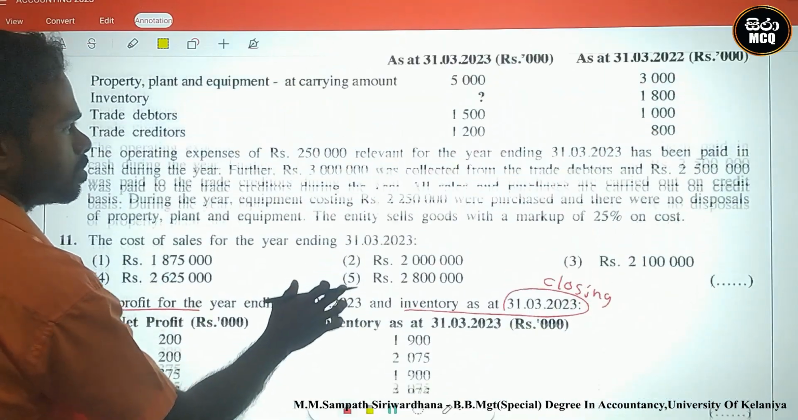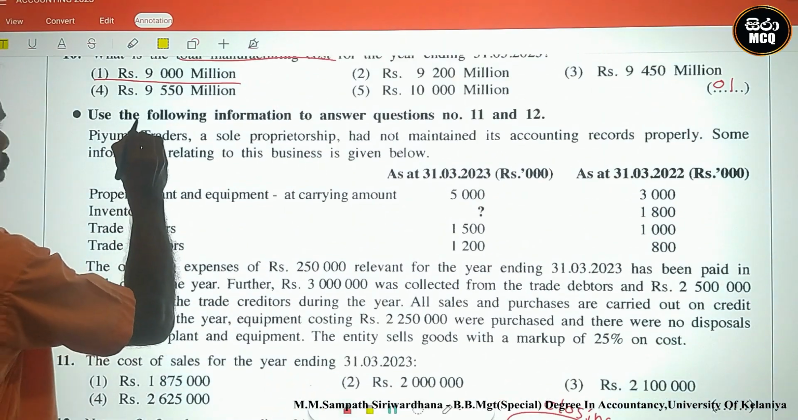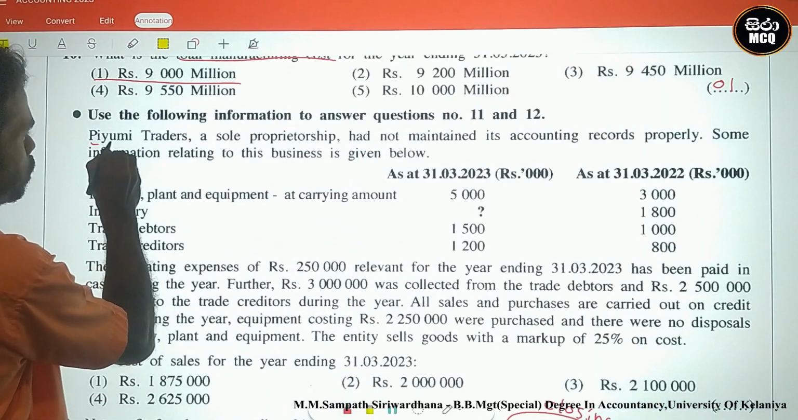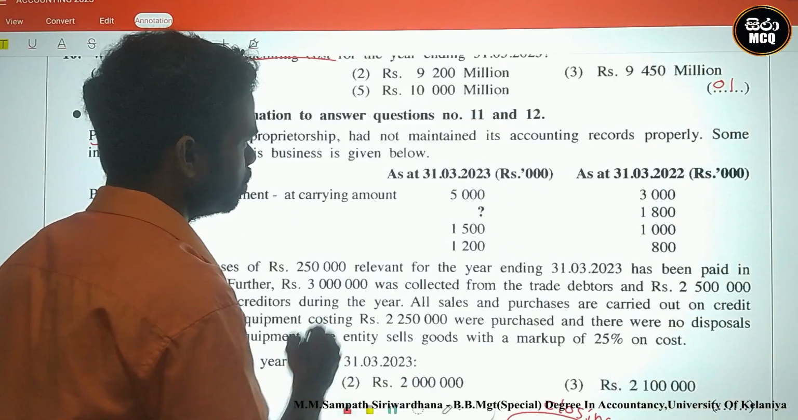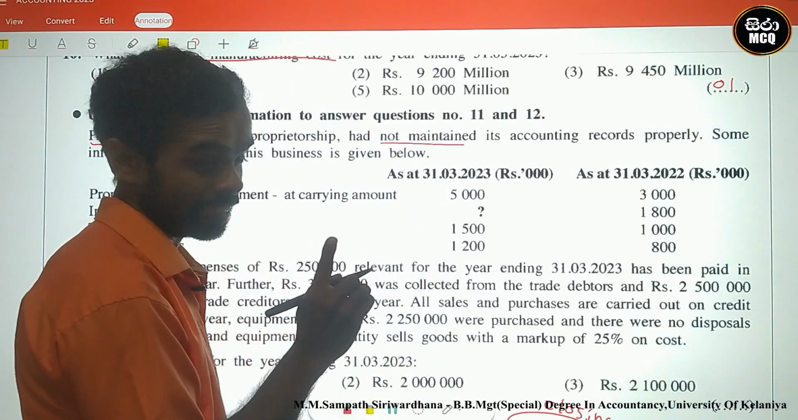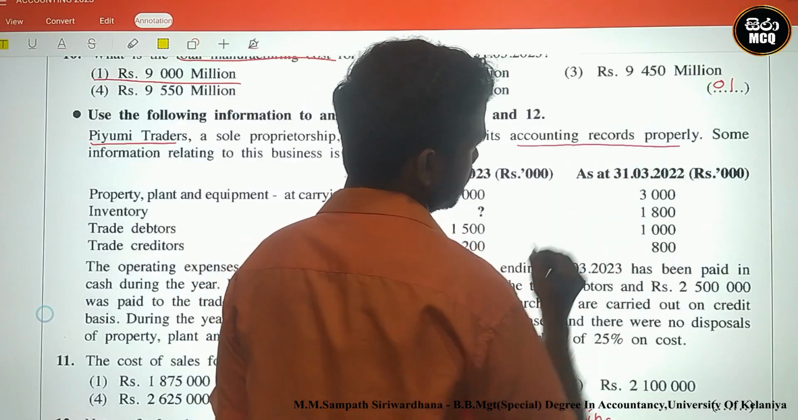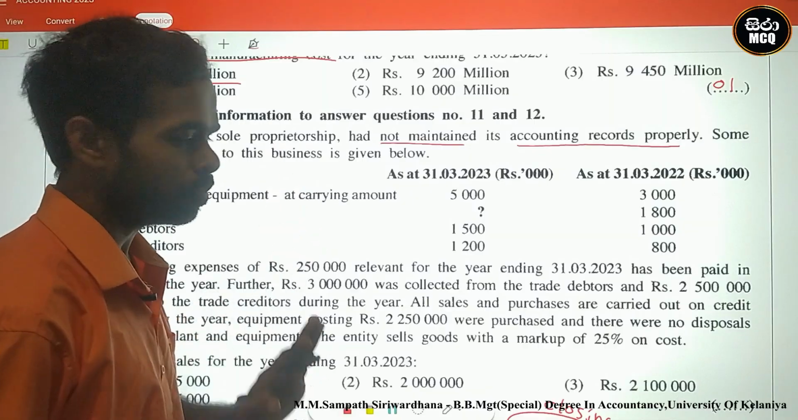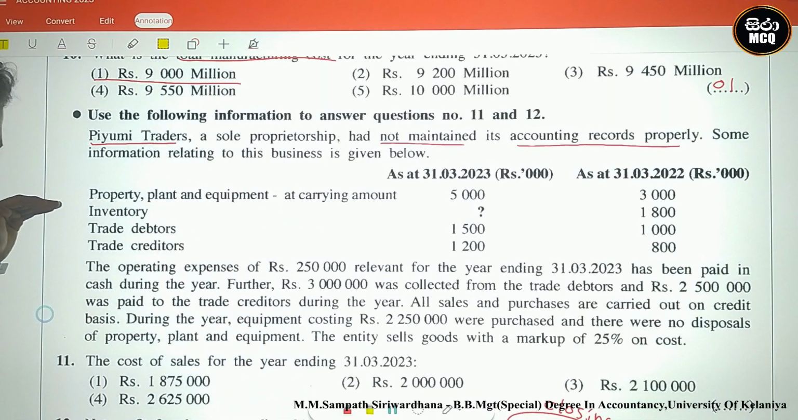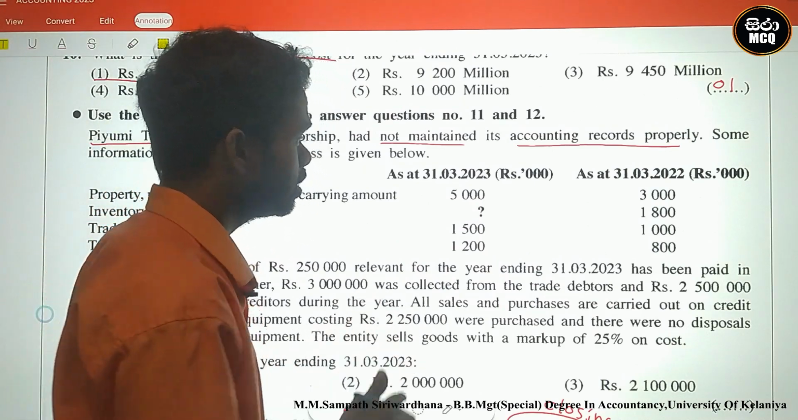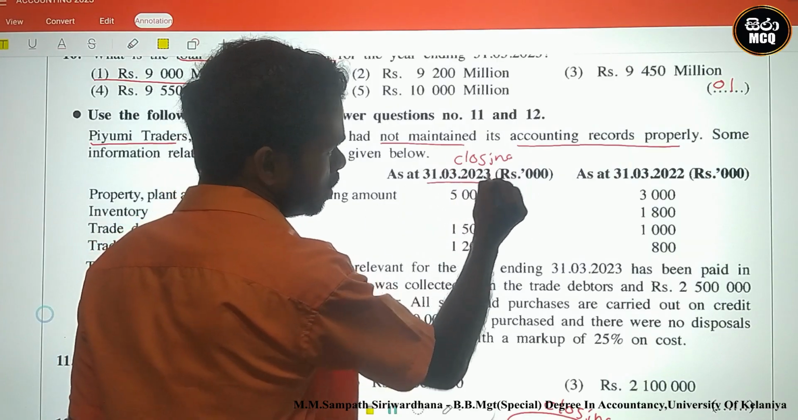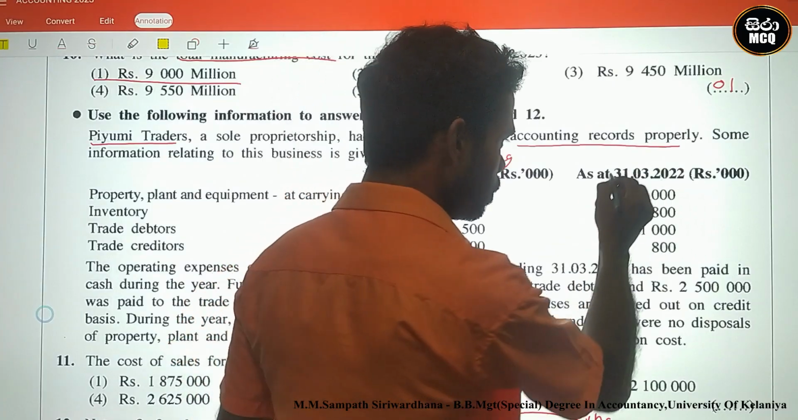Use the following information to answer questions 11 and 12. Pumi Traders is a sole proprietorship that had not maintained its accounting records properly. Some information related to this business is given below. Property, plant and equipment, inventory, trade debtors, trade creditors. 31st March 2023 is the closing date and 31st March 2022 is the opening date.